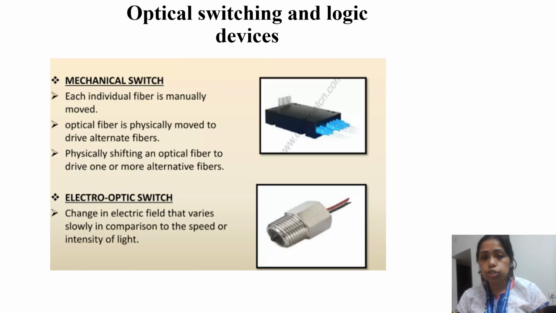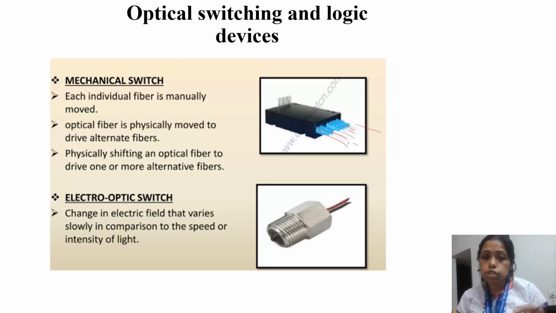So the mechanical switch, if we see, this is the one device. Lots of optical fibers are connected. You can remove the optical fiber, or in place of one specific optical fiber, you can put another kind of optical fiber, and you can shift the optical fiber in various ways. You can do it. That is the mechanical concept, or mechanical switch.